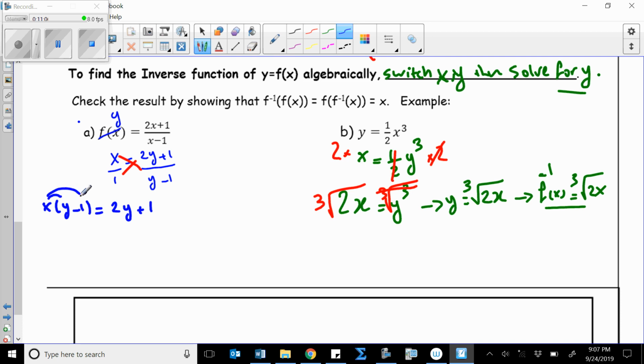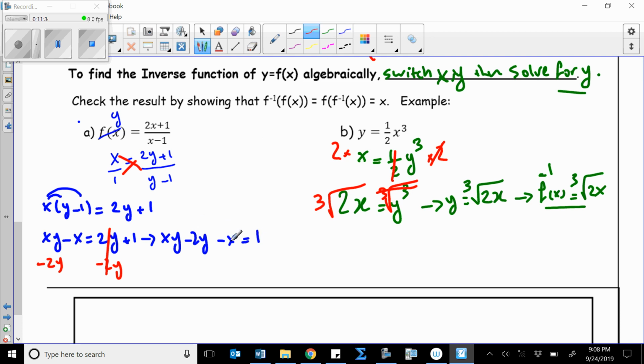We can distribute the x here. This will be xy minus x equal to 2y plus 1. Now I'm going to subtract 2y because I don't want the y to be here. I want to move it here. So subtract 2y from both sides. This will go away, and it will be xy minus 2y minus x is equal to 1.